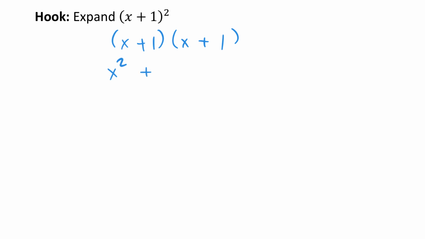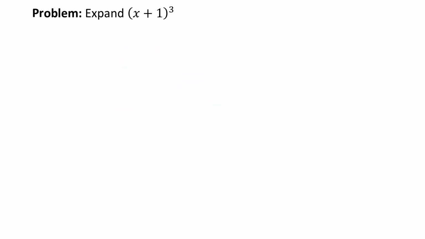First, outside, inside, last gives us the following terms. Combine the two middle terms to give you x squared plus 2x plus 1. All right, not a big deal. Let's try the next one. What if we had to expand x plus 1 to the power of 3?